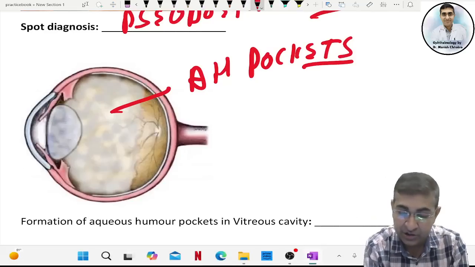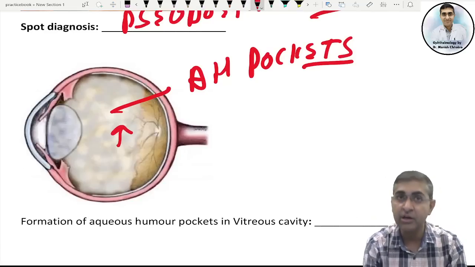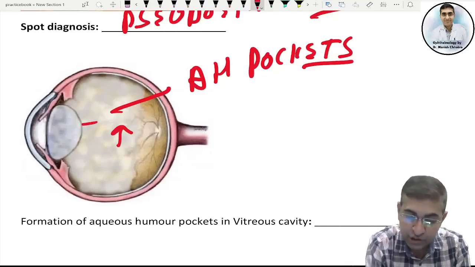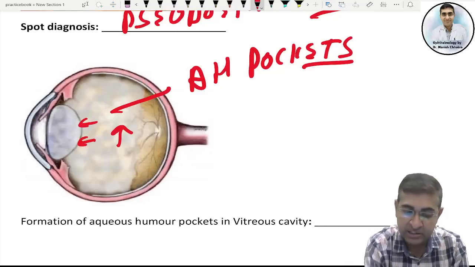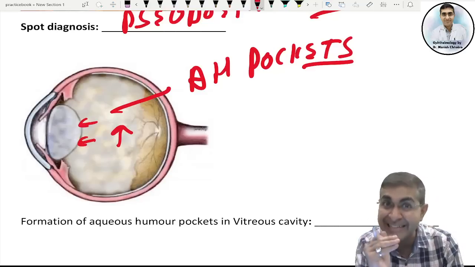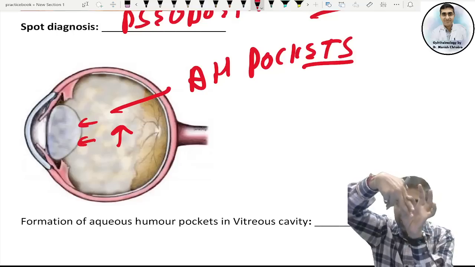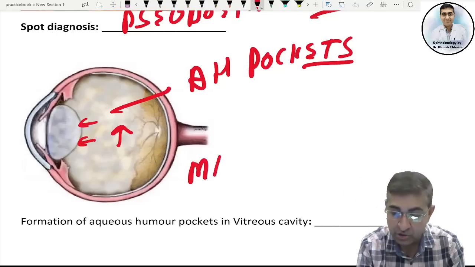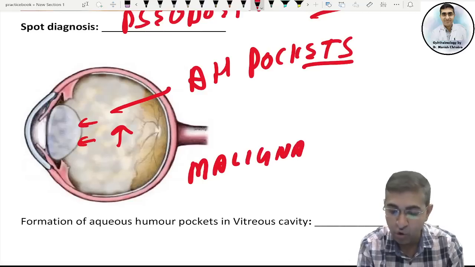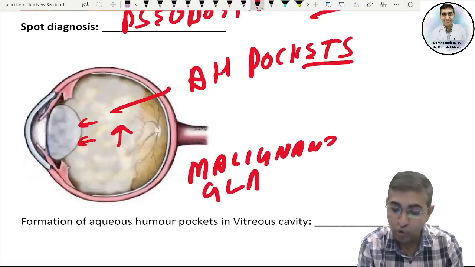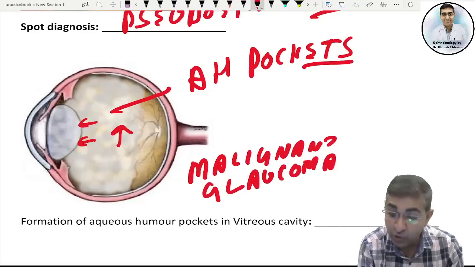As a result, it raises the pressure of the vitreous chamber, which pushes the lens forward, and as a result there is collapse of the anterior chamber and closing of the iridocorneal angle. This is known as malignant glaucoma. This is also known as inverse glaucoma.